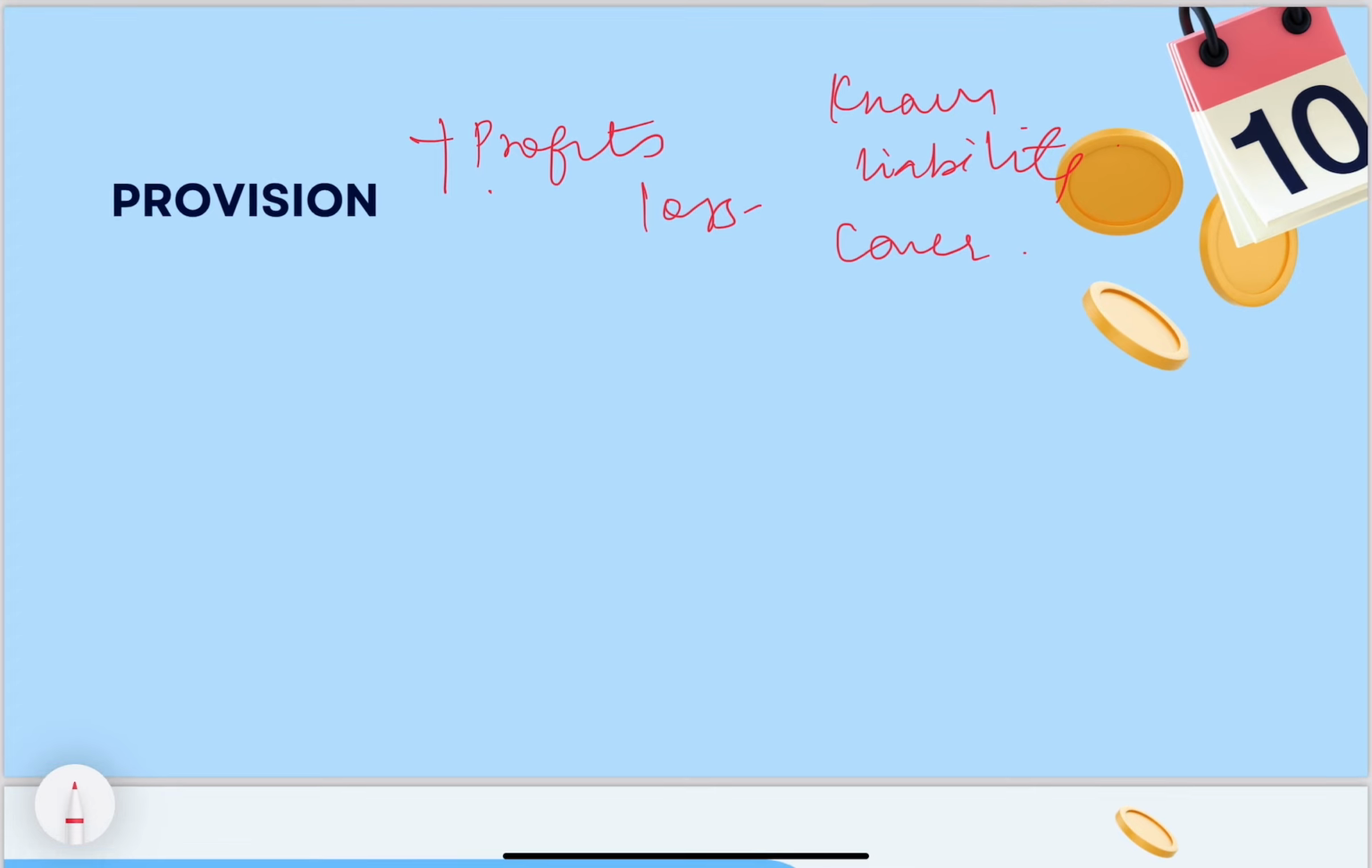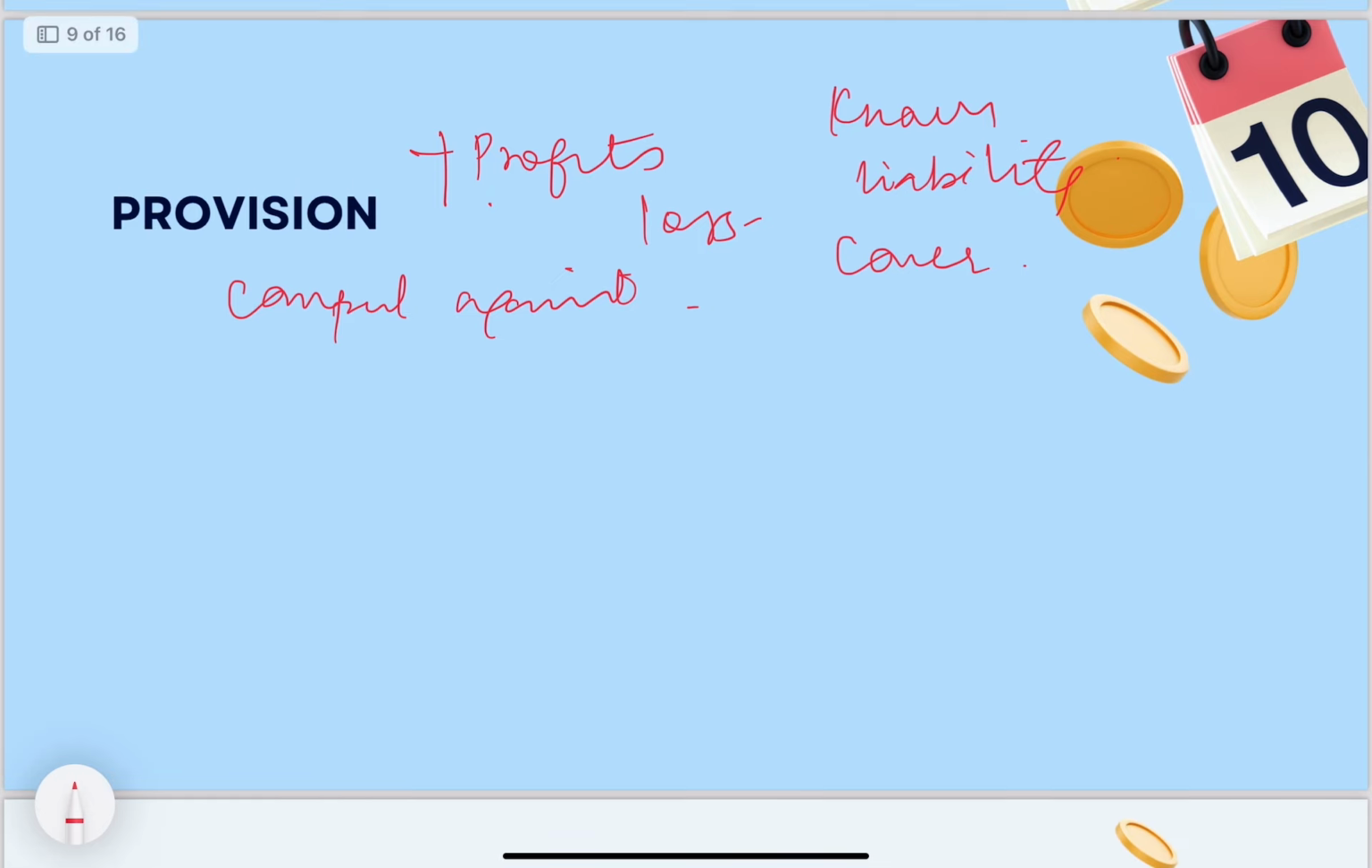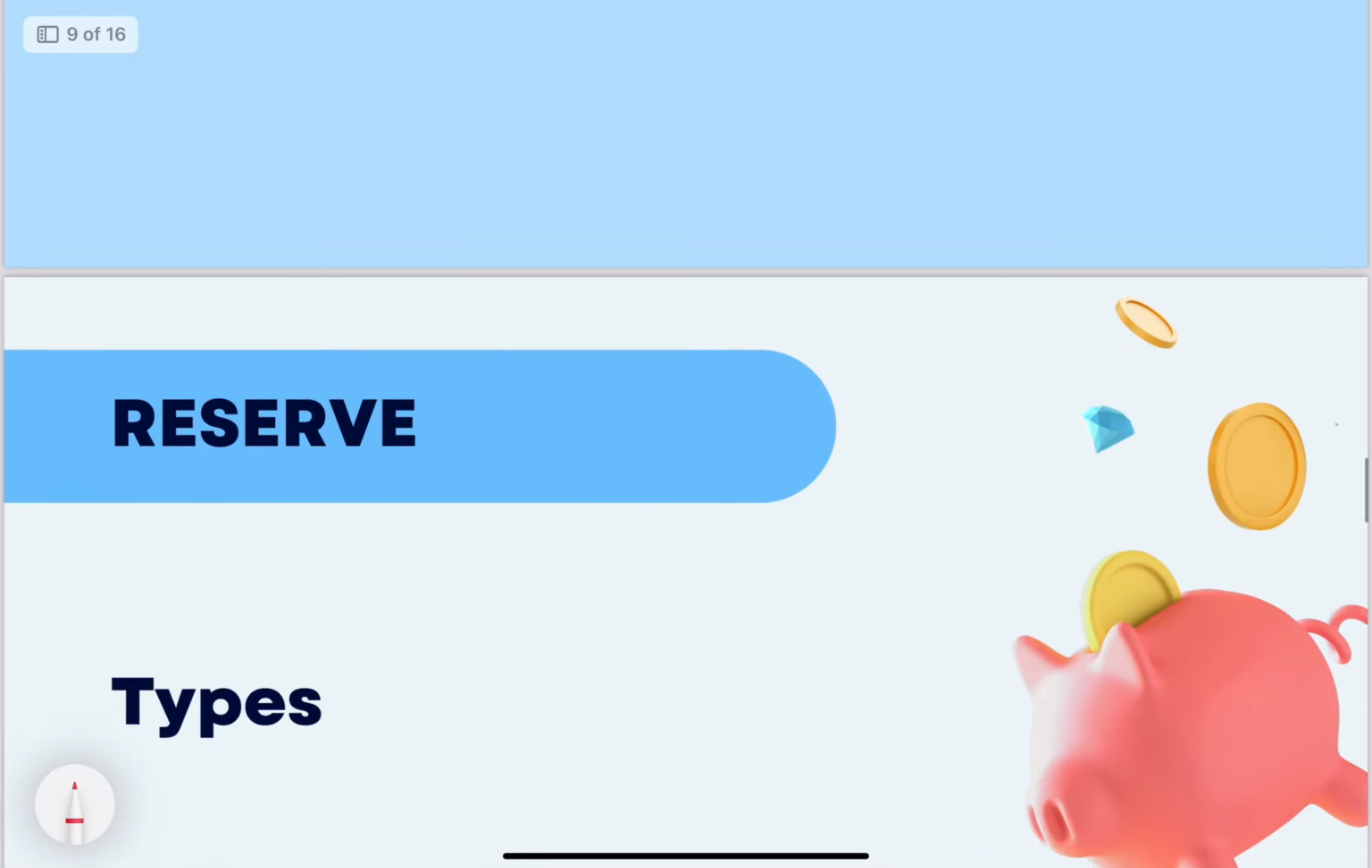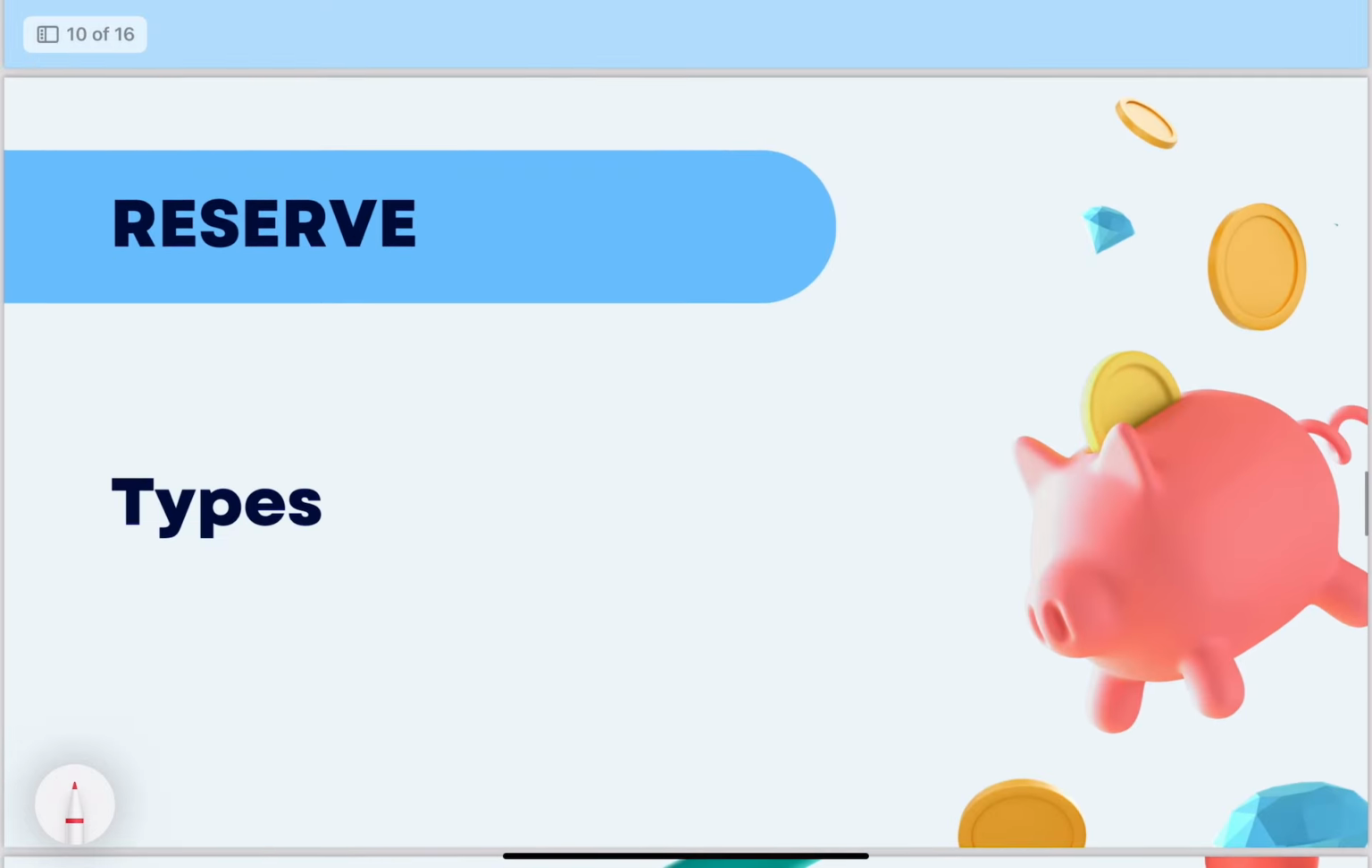So provision is like a compulsory charge against profit. It's recorded before calculating the net profit. So how do you define provision? Provision is money kept aside from profits to meet a known liability or expected loss in the future, right? So what is a reserve? The next topic is what is a reserve, then we'll differentiate.